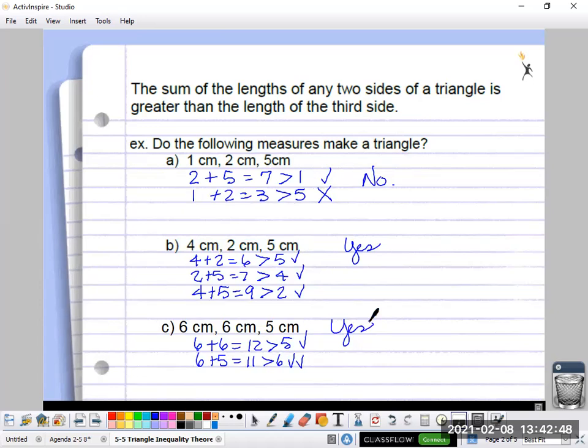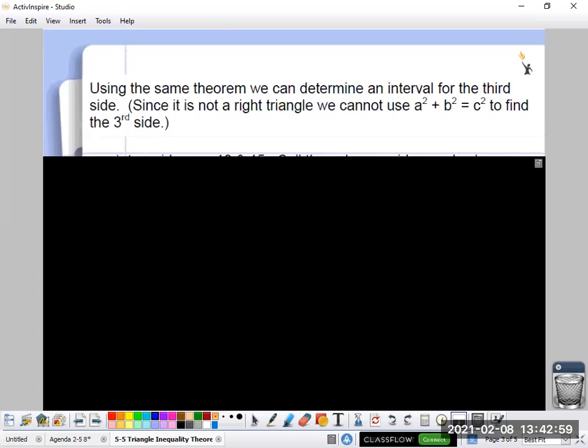So the sum of the lengths of any two sides of a triangle is greater than the third. That's the theorem. So what if we do not know the side? Well, we can use that theorem to find an interval for that third side. Since we don't know anything about the angles, we cannot use the Pythagorean theorem because we don't know it's a right triangle. All we can do is say, hey, that third side is between this and this.